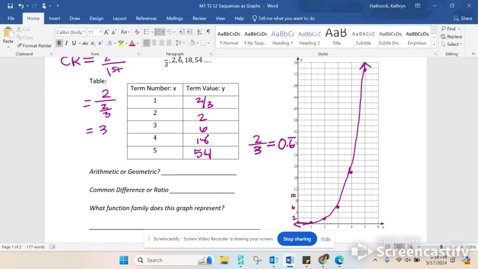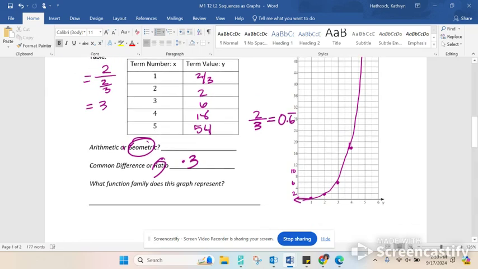Now, since we are multiplying each time, we're multiplying by 3 to get to our next numbers, this is a geometric sequence, which means it has a common ratio. Ratio just means that we're multiplying each time, and I'm multiplying by 3. So what function family does this graph represent? Well, it is a curve, so it's not linear. If you remember this from our notes from several weeks ago, this is an exponential graph.